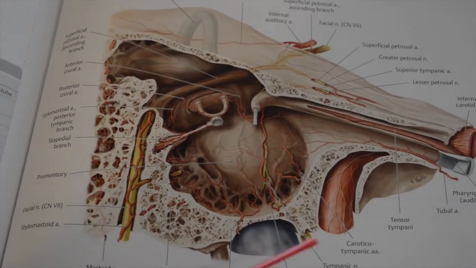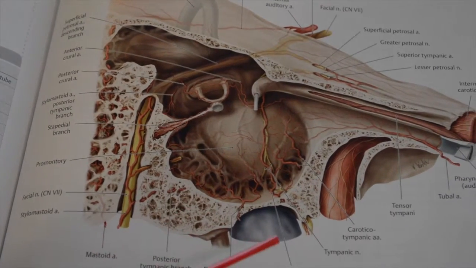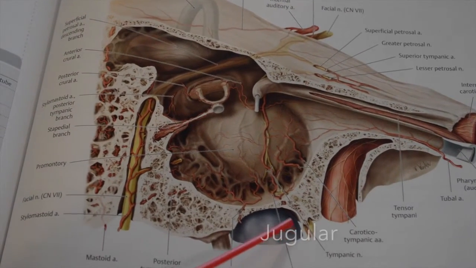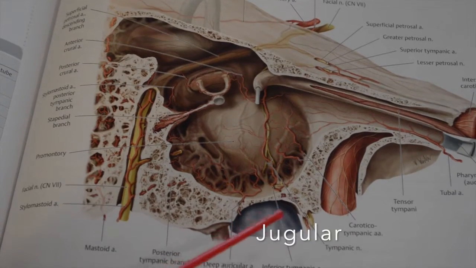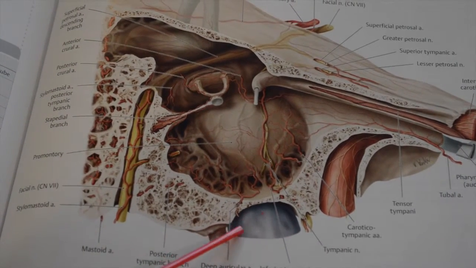Next, we're going to talk about the inferior wall, which is right down here. The inferior wall is also known as the jugular wall because it's made up of the jugular fossa, which is a depression made by the jugular vein.